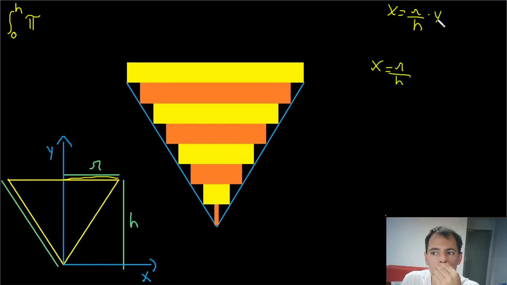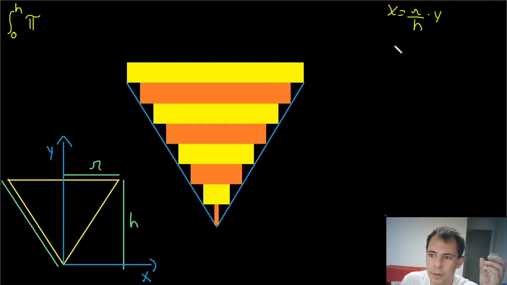Now let's plug in another value for y. Let's plug in 0 for y. If you put 0 in here, you multiply by 0, so x equals 0. When y is 0, is x equal to 0? Yes, it's the apex, right at this point. So that's how I relate x to y: x equals r divided by h times y.